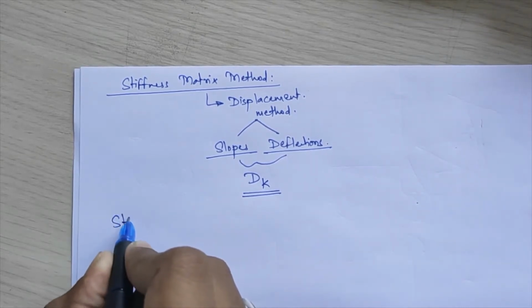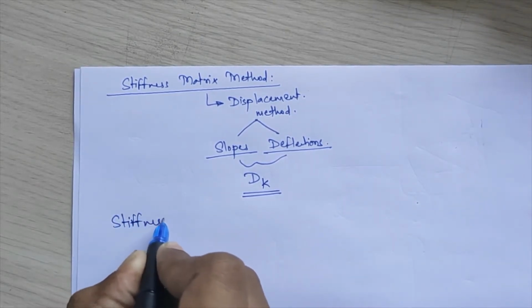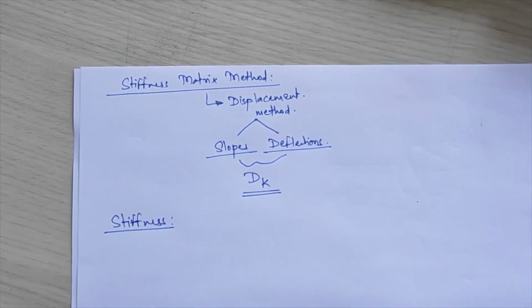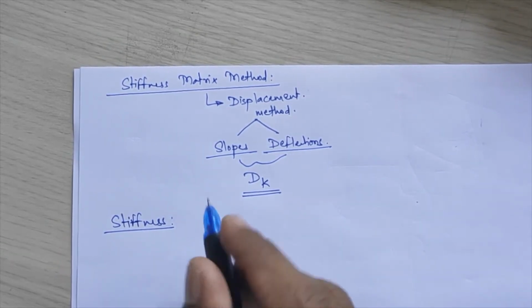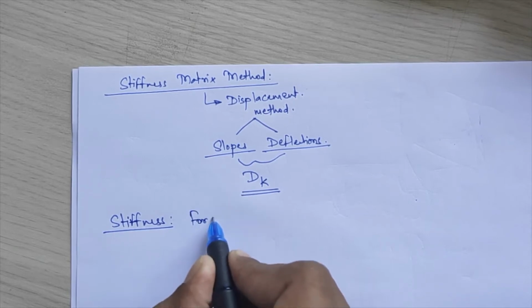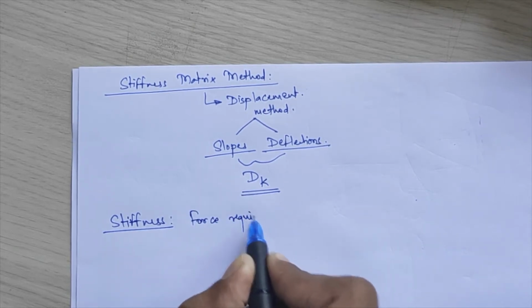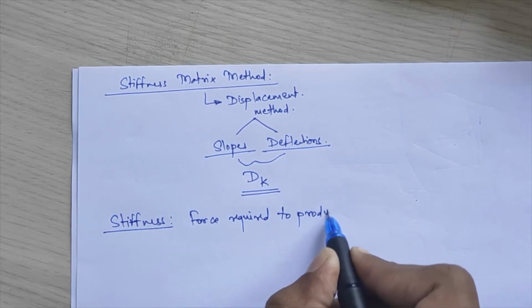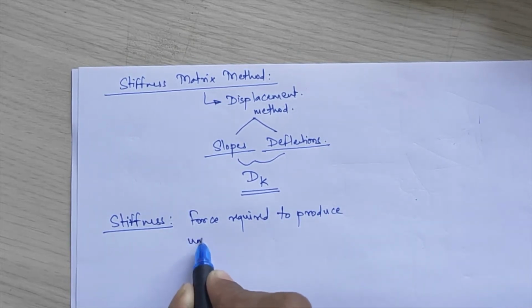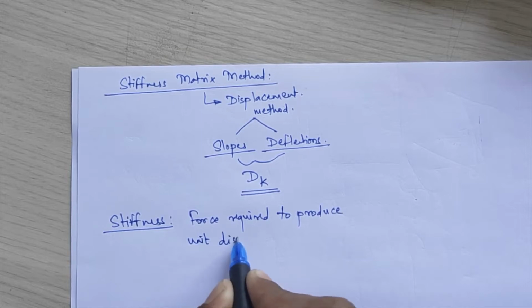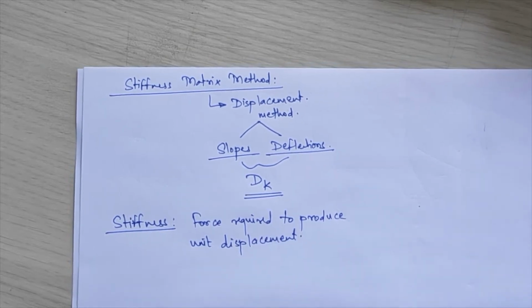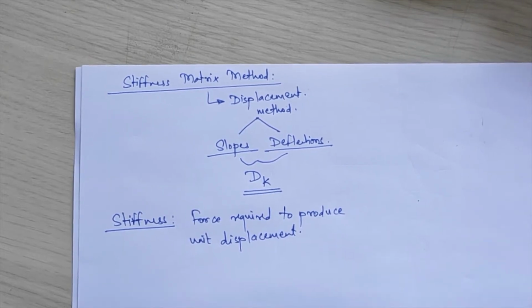Now, stiffness means what? Stiffness is the property of any structural member, or stiffness is defined as the force required to produce unit displacement. Force required to produce unit displacement.